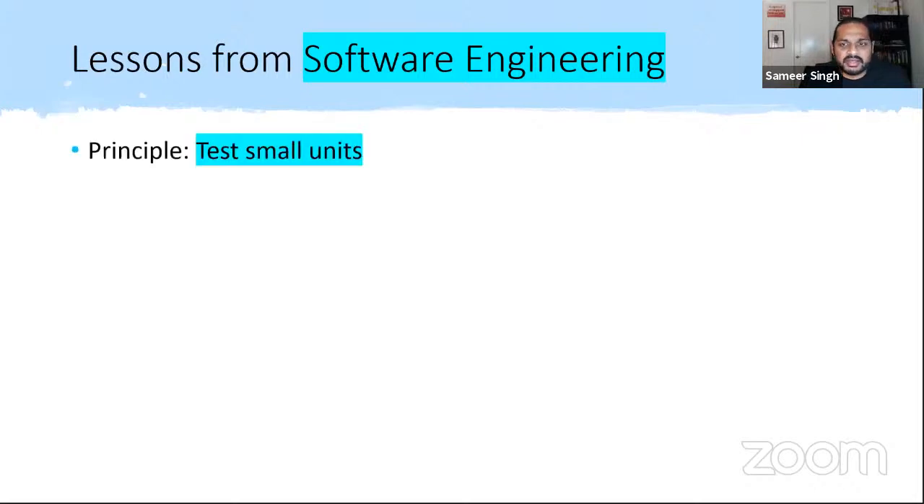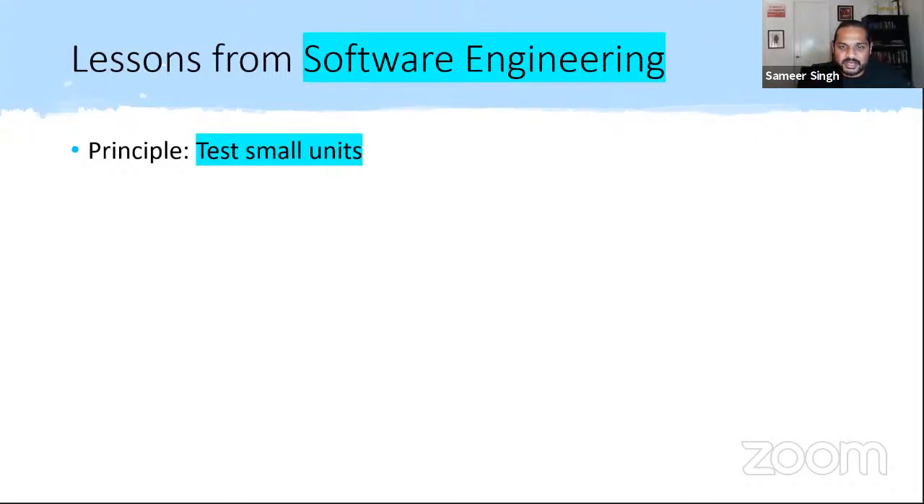So one of the main ideas is to test small units, right? Unit testing is pretty important in software engineering. Figure out what the specific functionalities are and test those. It's not completely obvious how to map that to NLP.